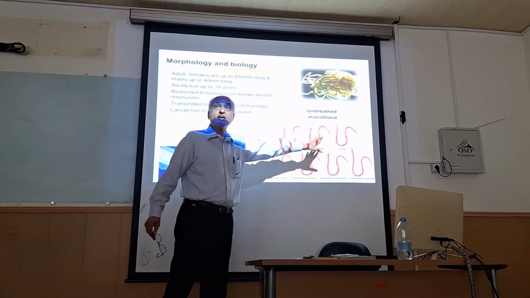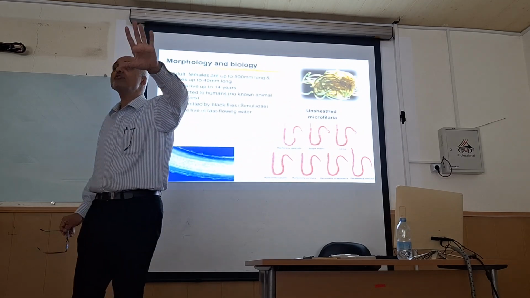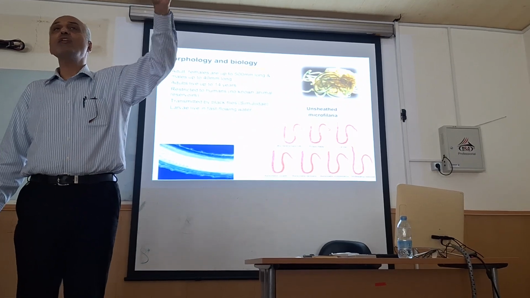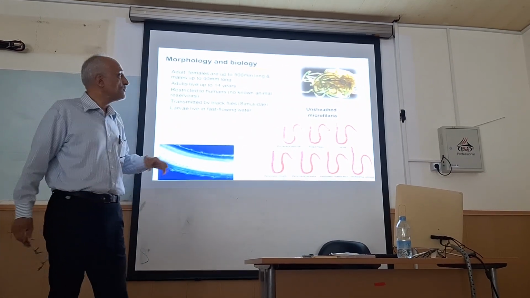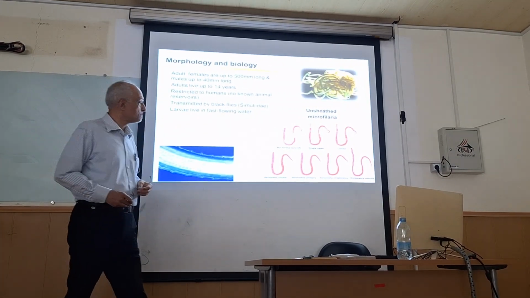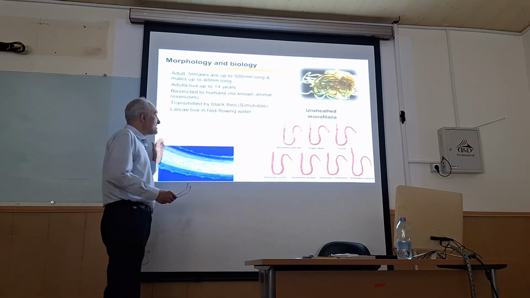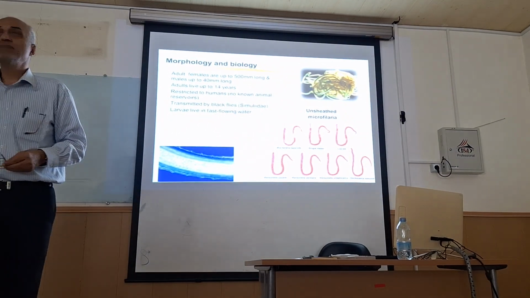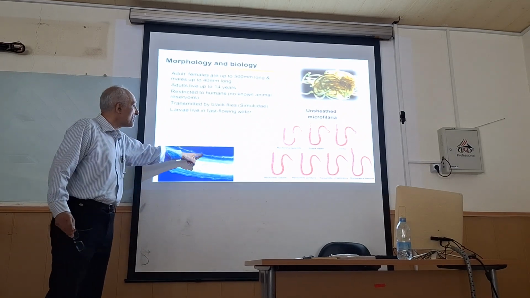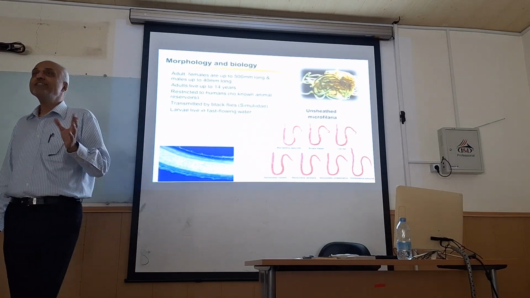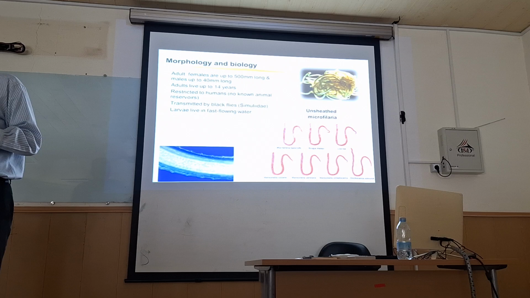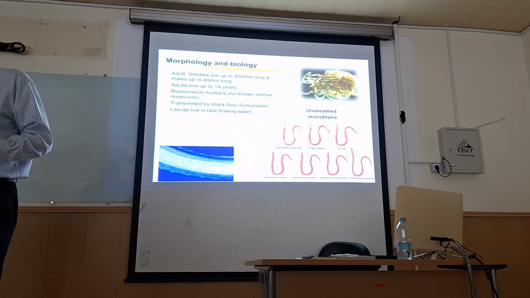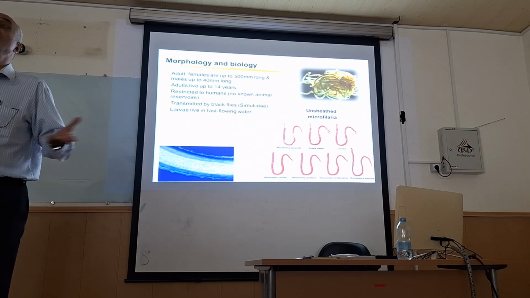Unsheathed microfilaria. We talked about sheathed microfilaria for Brugia malayi, for Wuchereria bancrofti, and for Loa loa. But for Onchocerca volvulus, unsheathed microfilaria. This is the cross section and longitudinal section of the parasite. By these ridges on the cuticle, we can 90% diagnose that this worm belongs to the Onchocerca genus.